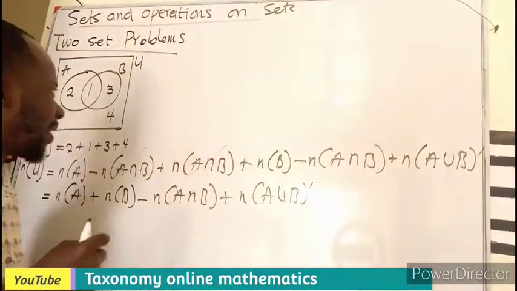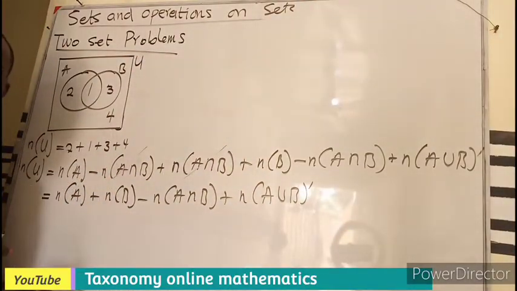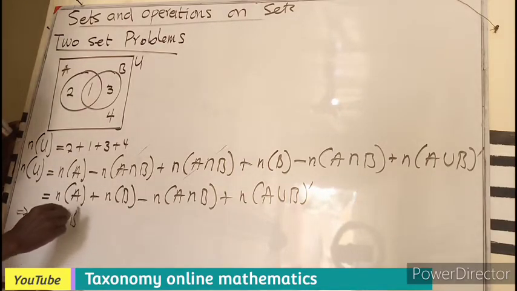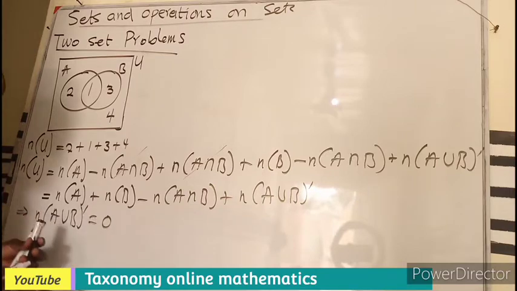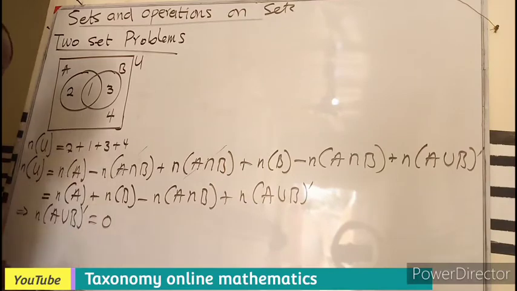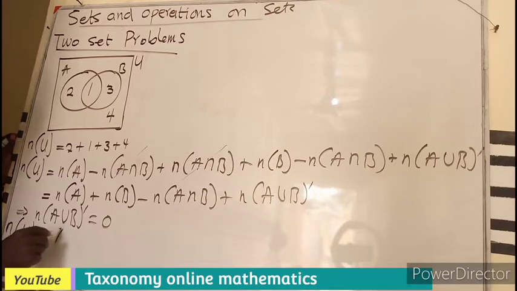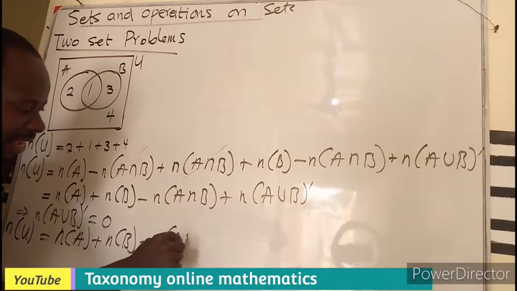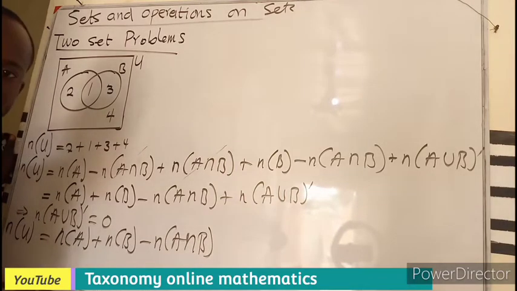So that simply means that there will be no what? Region 4. So if the region 4, so if A union B complement becomes what? 0. The moment the complement is 0, it means that there is no region 4. That simply means that our universal set, number of U, will now become number of A plus number of B minus A intersection what? B.